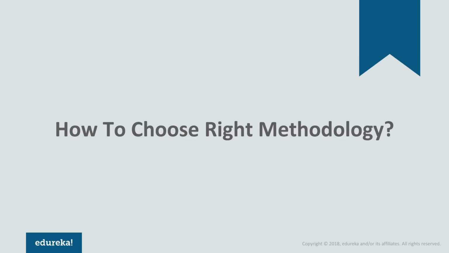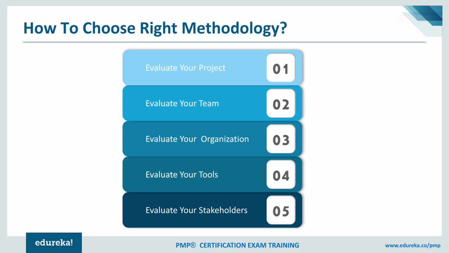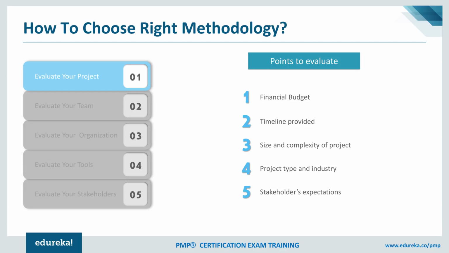Now, you must have a question: how to choose the right methodology, because we have so many of them. So let's take a look at some of the ways through which we can choose the right methodology. So first is, of course, evaluate your project. Then your team, your organization, the tools that you're using, and lastly, stakeholders. So while choosing the methodology, you need to take into consideration a lot of other aspects like project, team, organization, tools, and stakeholders. So let's understand this perspective.